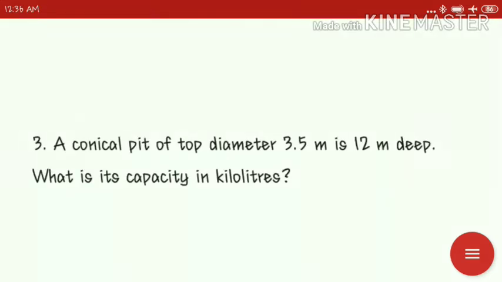Quite easy. So third problem, which says that a conical pit of top diameter 3.5 meter is 12 meter deep. What is its capacity in kiloliters? What is its capacity? So capacity means you need to find out the volume, but it is mentioned that you have to find out in kiloliters. That means you have to convert the volume, which will come here, as you can see that it is given in meter. So the unit will come as meter cube. Now you have to convert the meter cube to the kiloliter. Okay, so first do it yourself.